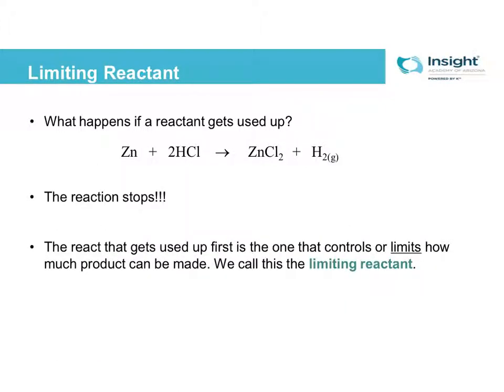So, just to give you a definition here, the reaction stops when one of the reactants gets used up. That reactant that is used up first, we call the limiting reactant. It controls how much product you can possibly make.